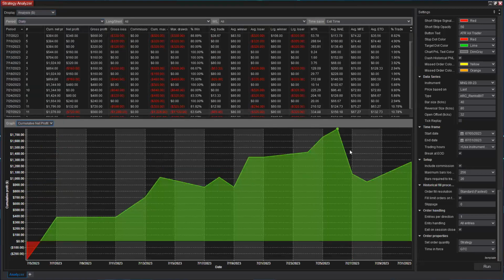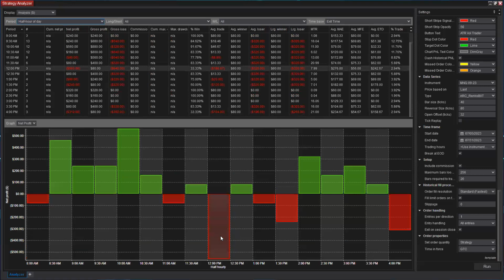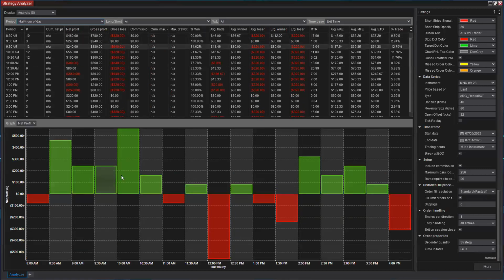Curve looks pretty good. There's our nasty drawdown, trading our way out of it. It happens. We go to the time. Is there anything that sticks out? Well, noon. Do you want to cut it off by 11:30? Here's my thoughts on this.